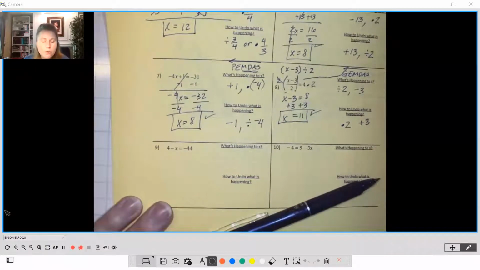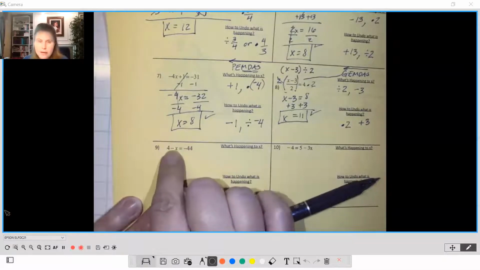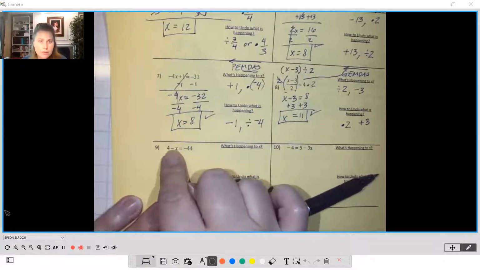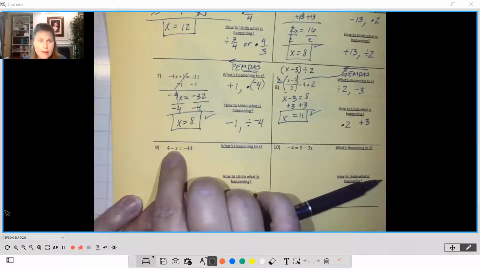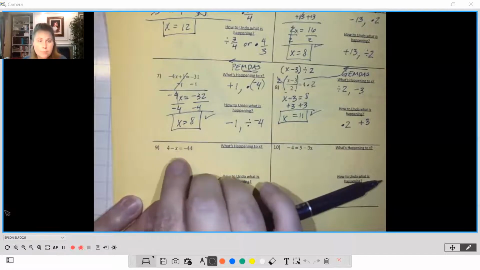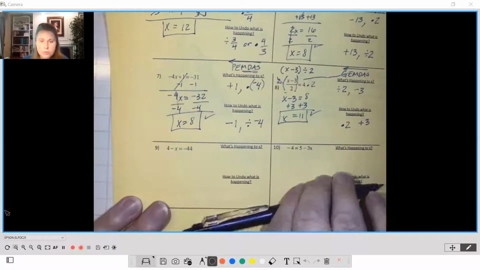And then number 9, we have 4 minus x equals negative 44. So remember that a minus functions the same as a negative, all right? If you don't like that, you can always change this. Instead of minus x, you can say plus a negative x if you like that notation better.